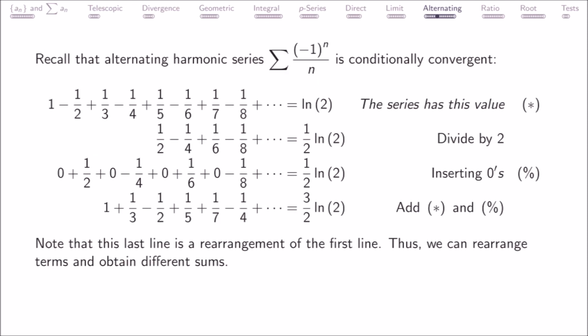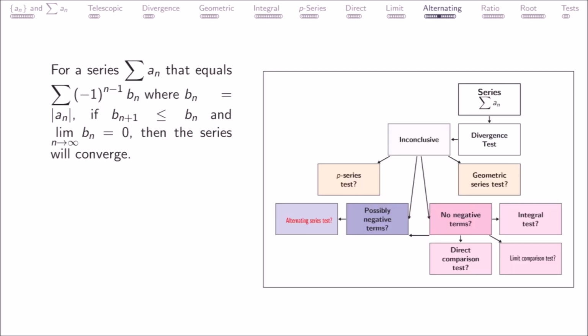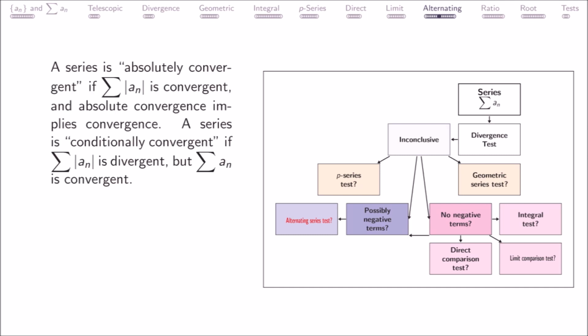Recall that the alternating harmonic series is conditionally convergent. Then we have the following. Note that this last line is a rearrangement of the first line. Thus, we can rearrange terms and obtain different sums. Here is the flowchart. Absolutely convergent and conditionally convergent.